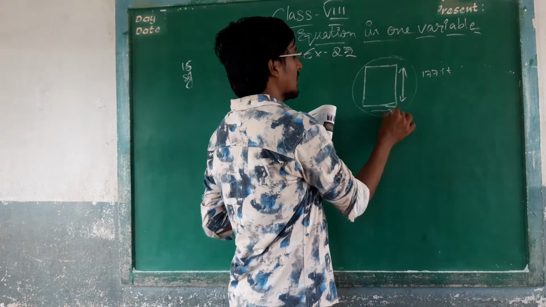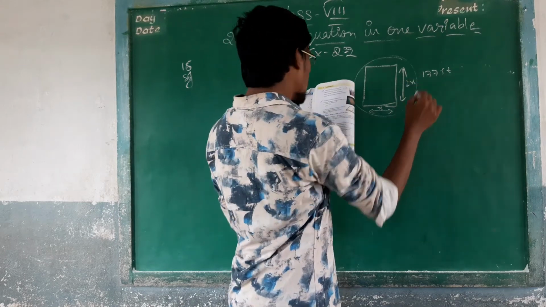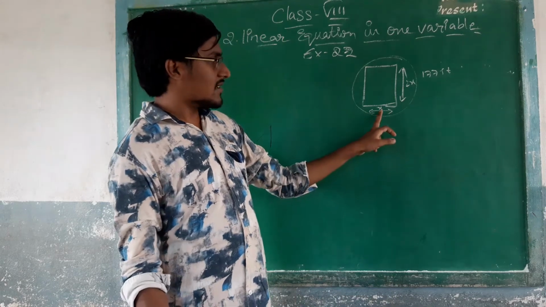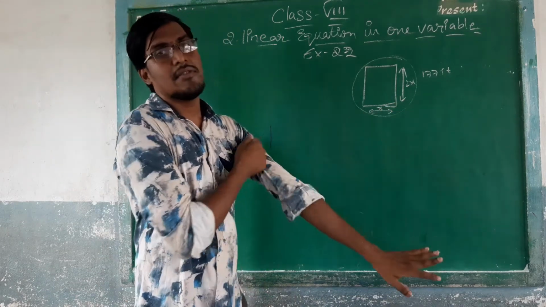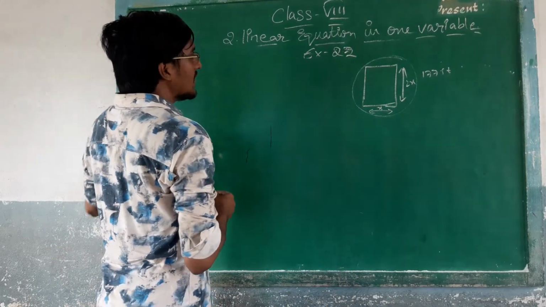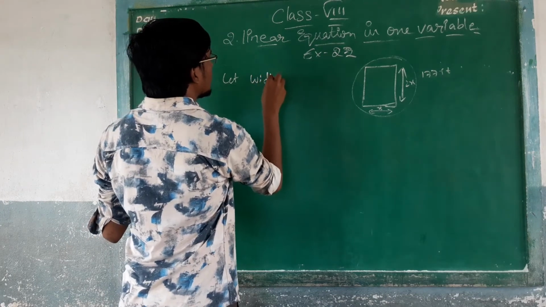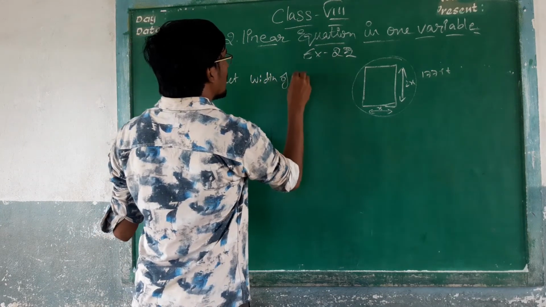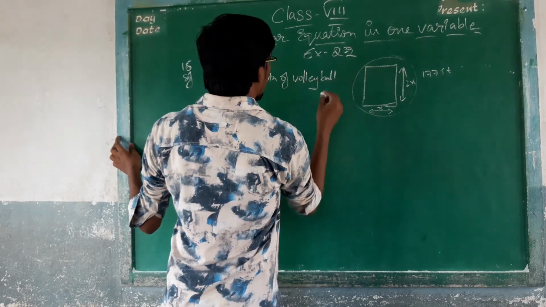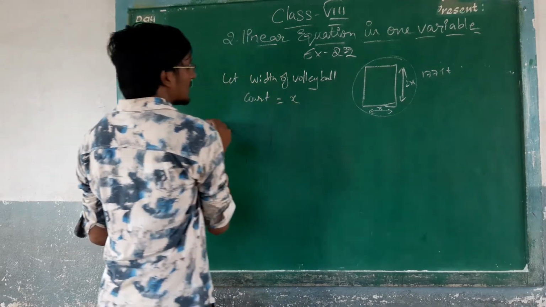This is the width. Let us take the width as x. Then the length will become 2x. What are the dimensions of the volleyball court? What do dimensions mean? What is the length and what is the width? We have to find that out. Let the width of the volleyball court be x.